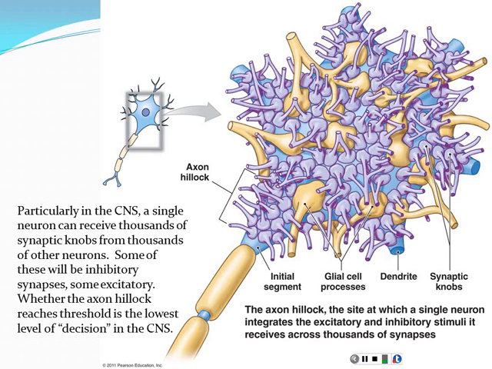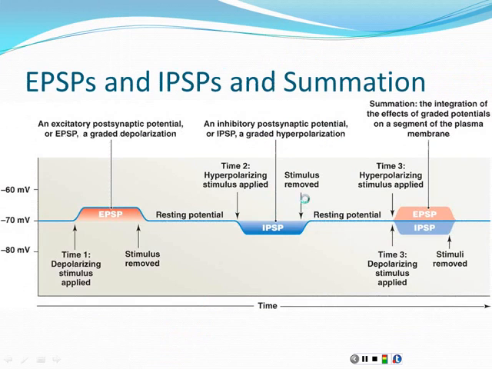And here's its axon. So a single neuron might get signals from thousands of other neurons. Each of these little feet here is the synaptic knob of a neuron. So potentially many, many different kinds of neurons, and all of them are either exciting or inhibiting neuron B, so to speak.